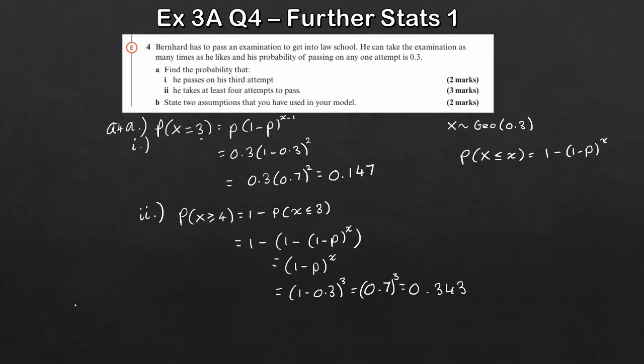Part B, just finally here, we have to state 2 assumptions that you've used in the model. This is a very standard question with the geometric distribution. If you ever see anything like this, the 2 assumptions straight away, you need to be thinking that the attempts of passing, or the attempts, are independent of each other.